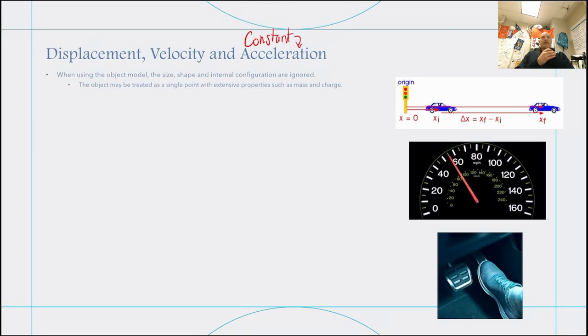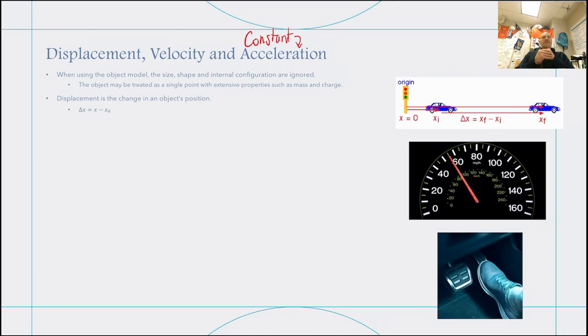I do apologize for how small this is, because I wanted to make sure we get all this on one slide. When using the object model, size, shape, and internal configuration are ignored. That just means if we have a car, we're ignoring all the moving parts of the car. The car is the object. Same thing if it was a ball. We're just worrying about the ball, and anything associated with the ball is an object.